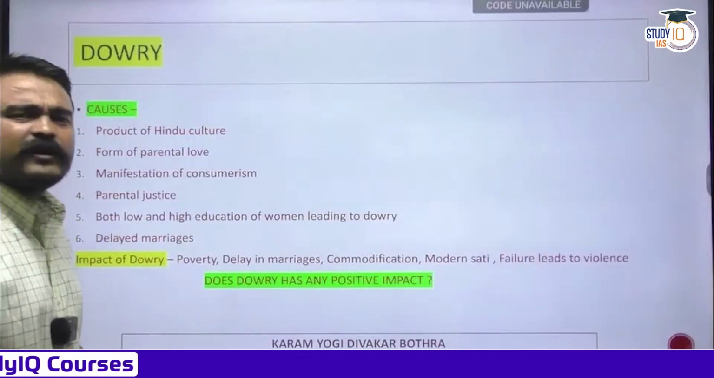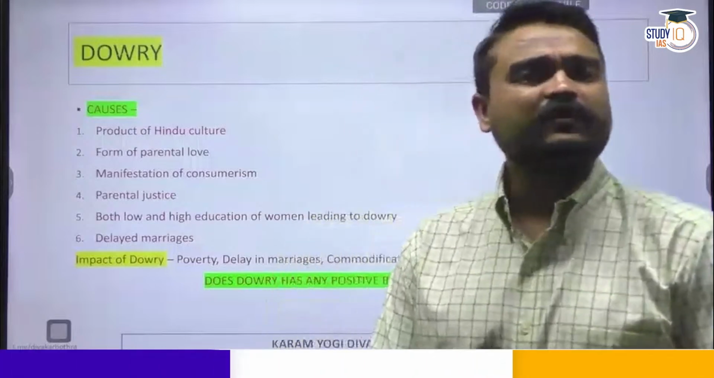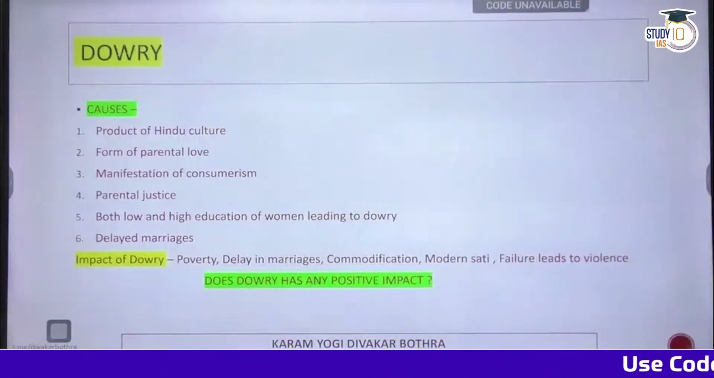What are the causes of dowry? There are multiple causes of dowry. I have analyzed the causes of dowry here from a very, very deep perspective, talking about the social factors, emphasizing them, and discussing them.